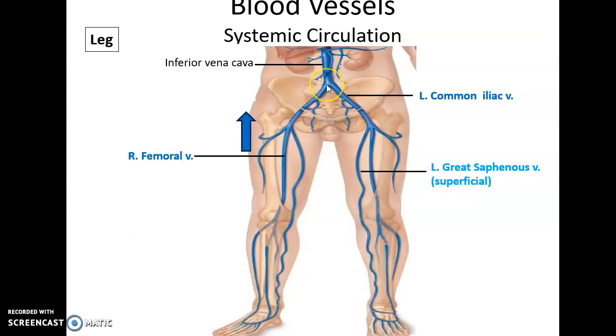At the inferior end of the inferior vena cava, it splits into the common iliac veins. So right and left common iliac veins carrying blood from the legs. Common iliac veins receive blood from the femoral vein and the great saphenous vein. So right and left, we have the femoral veins and great saphenous veins carrying blood from the legs. They then empty into the common iliac veins that then empty into the inferior vena cava, which then carries the blood to the heart.